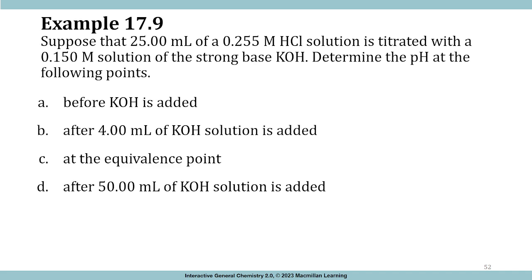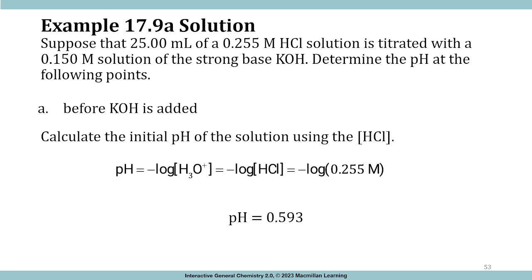Fantastic. Okay, so next, after 4 milliliters of KOH solution is added. Now note that we started with 25 milliliters of this right here, didn't we? So if we add 4 milliliters of KOH here, we're still going to be mostly acid, right? Because the KOH solution has a lower molarity, in fact. So we would have to add more than 25 milliliters of KOH to fully neutralize it.